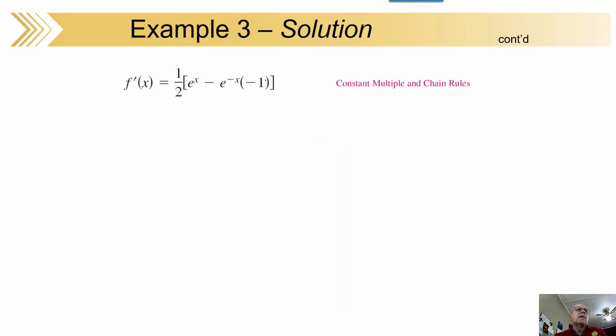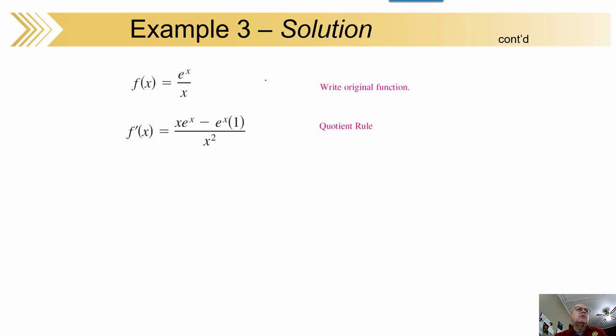Next. Next one. We've got a quotient. However, you might prefer the rewrite first. We'll make this x to the minus 1. We'll put that out front perhaps. I guess it really doesn't matter.